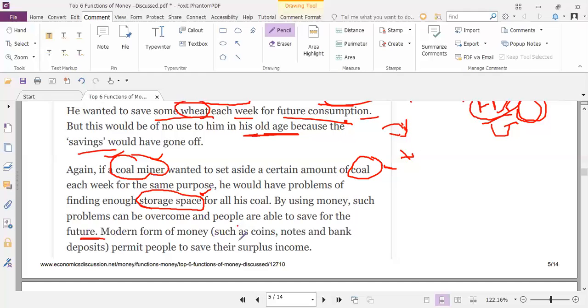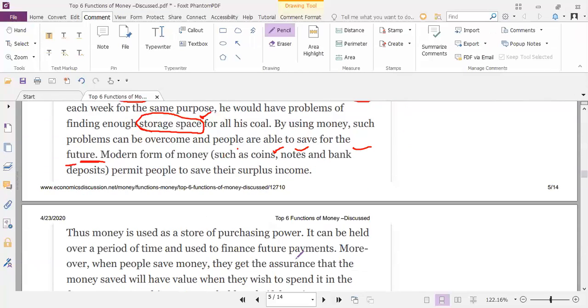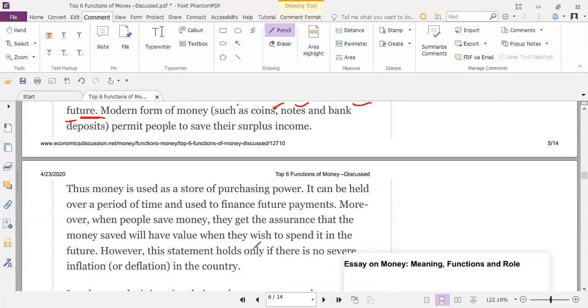What are the modern forms of money? Coins, notes, and bank deposits permit people to save their surplus income. Thus, money is used as a store of purchasing power. It can be held over a period of time and used to finance future payments.